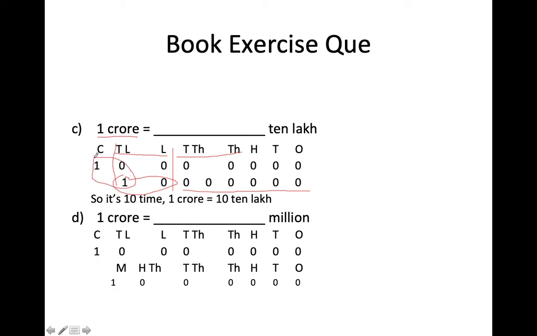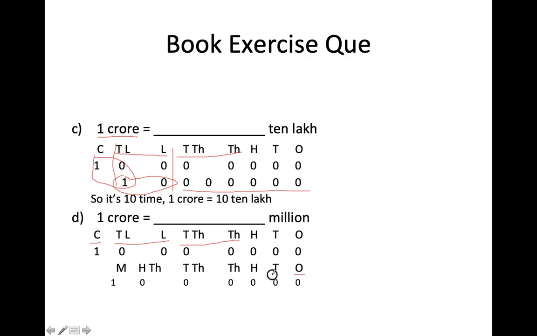Same way if you compare 1 crore to million, so 1 crore is according to Indian number system. So we have written ones, tens, hundred, thousand, 10,000. So this is our thousand portion. Lakh, 10 lakh. So this is our 10 lakh, and here it's crore. So we have written here 1 crore. Now million. So million is according to international number system. So we need to write million starting with same position.